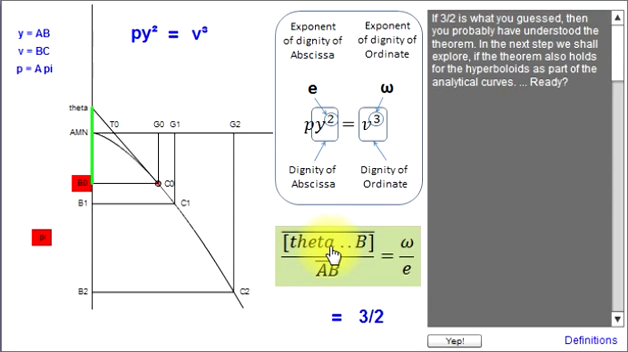being the distance between the intersection point of the tangent with the axis and the very abscissa end, b0, divided by the abscissa itself should constitute a ratio which is equal to the exponent of the v dignity, being omega, so in this case 3, and the exponent of the y dignity, namely e, being in this case 2, and thus giving us a proportion of 3 halves.